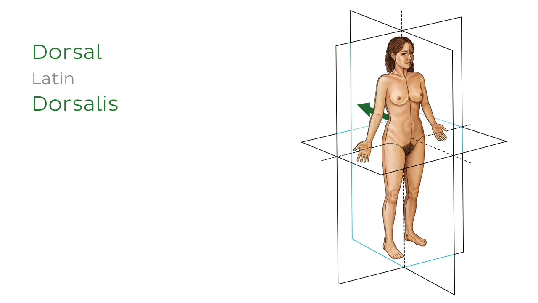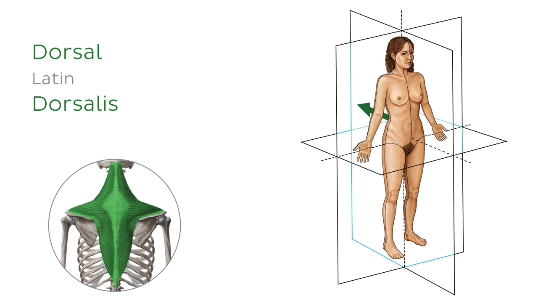Dorsal is the opposite of ventral, which means that it must imply a direction towards the back of the body and is thus sometimes used interchangeably with the term posterior. For example, in this image, the trapezius muscle is highlighted, and this is a muscle of the posterior surface of the trunk or the dorsal trunk.